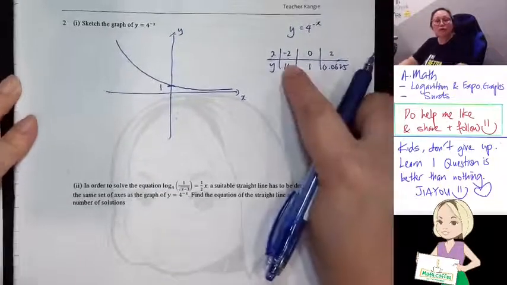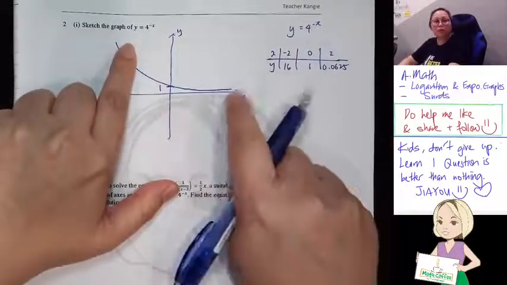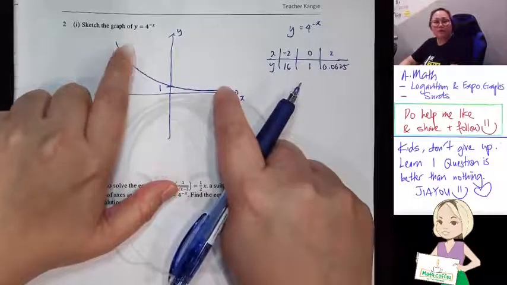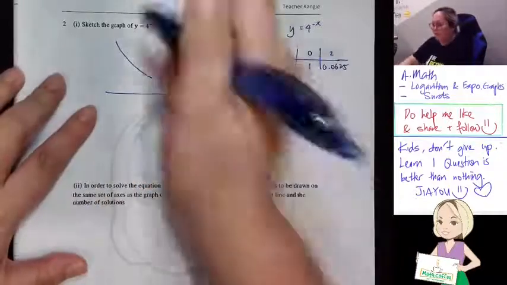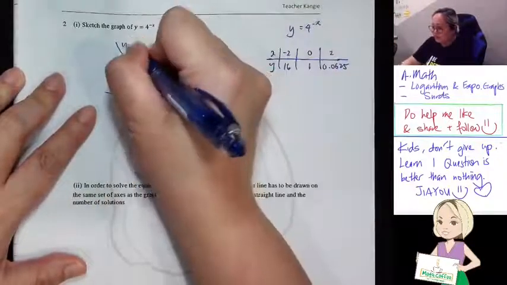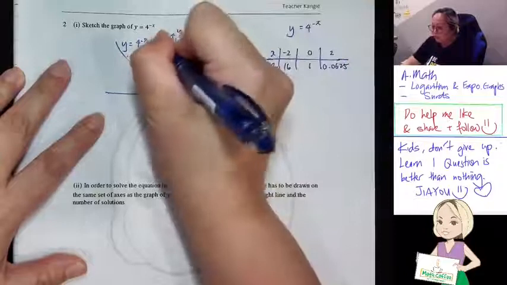Okay, we don't have to show minus 2, 16. You also don't have to show 2 and whatever point. Okay, don't need to show, but the 0, 1 must show. Then of course, lastly, label this. You can say this is y equals to 4 to the power of minus x.